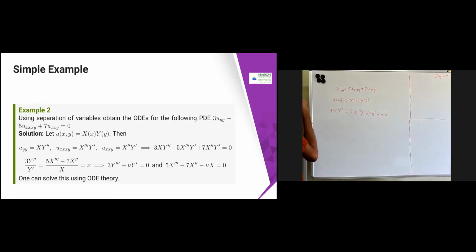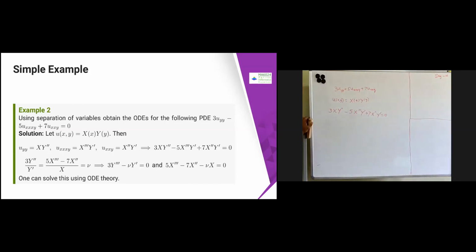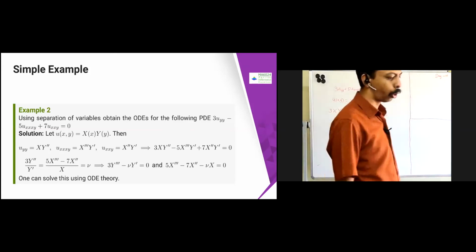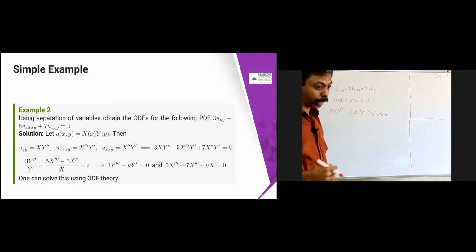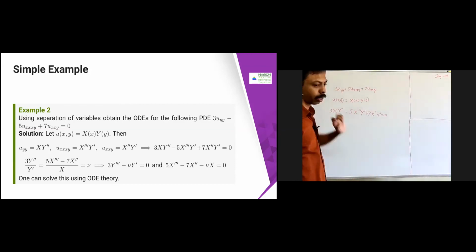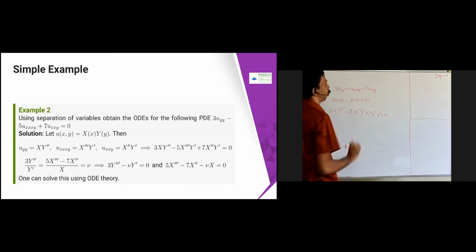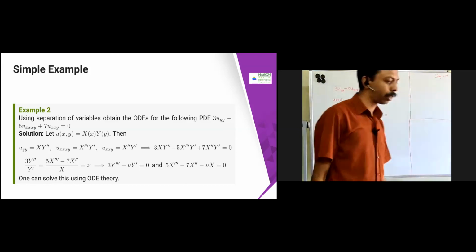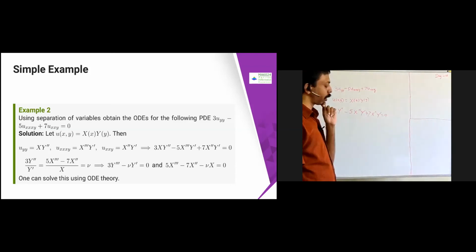Here you can't divide by y, right? That is y dash here, and this is y dash here. So I can't divide with xy, which we did earlier. Here there is a plus 3xy double dash. Sorry, here it is minus. Yes, correct. So 3xy double dash minus 5x triple dash y dash and 7x double dash y.